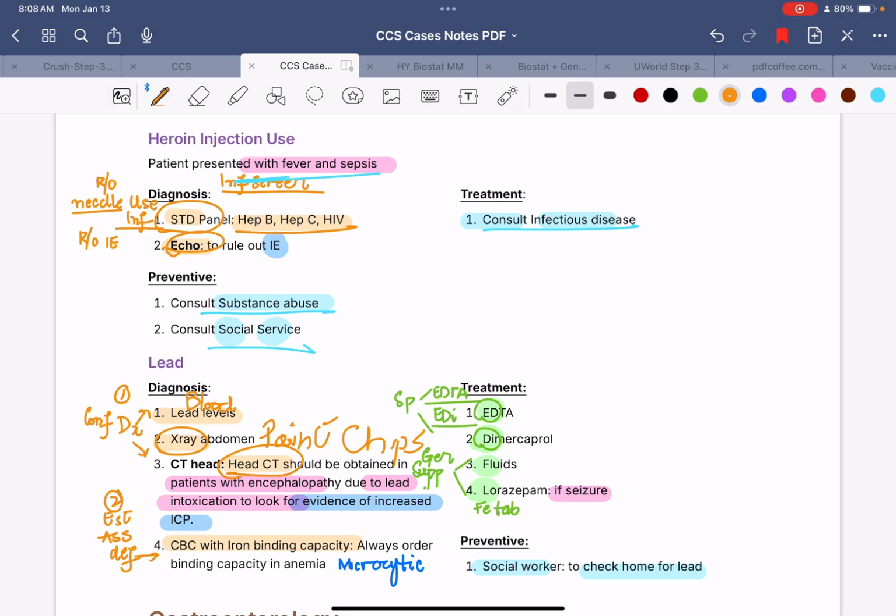Then you're going to establish associated conditions. So it's classically known that lead poisoning causes microcytic anemia, so you are going to do a CBC with iron binding capacity. Next off, we have the treatment. That would be the general supportive treatment with the fluids if the patient is hypotensive, and lorazepam if the patient is actively seizing, and iron tablets as well if the patient has microcytic anemia. And specific treatment would be the antidote for lead poisoning, that includes EDTA and dimercaprol. And in the preventive treatment, we can have a social worker who can visit the home for lead poisoning.